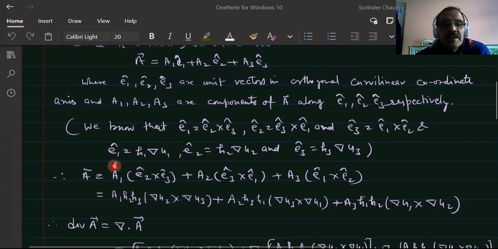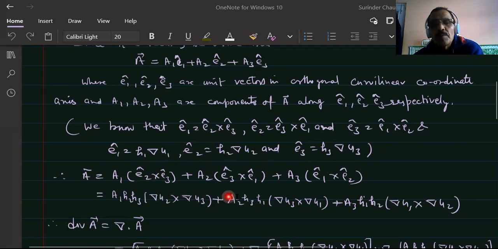And the relation between the tangential and normal unit vectors is: unit vector e1 is equal to h1 del of u1, e2 is equal to h2 del of u2, and e3 is equal to h3 del of u3. Now substitute the value of e1 in the product of the other two vectors, the cross product of e2 and e3.